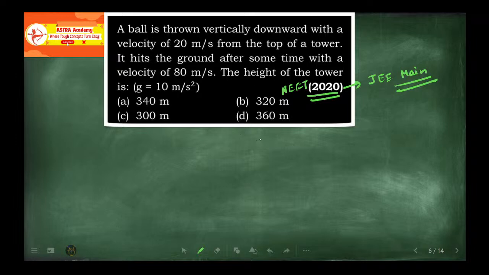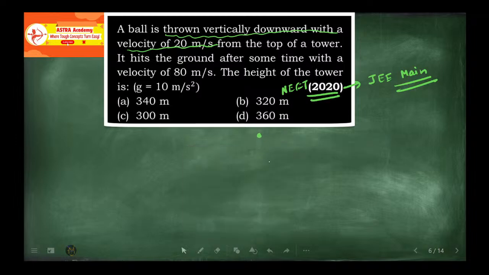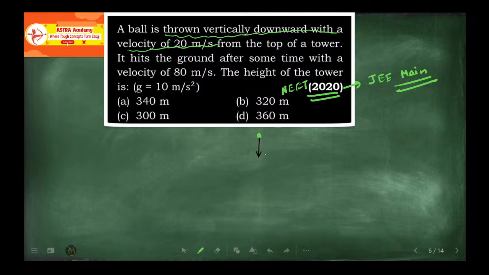Now understand very carefully what the question is. A ball is thrown vertically downward with a velocity of 20 meter per second. Now you will tell me, sir, the trick will fail in this case because now the initial velocity already has some value. No, it will not fail, dear. Just listen carefully. You just have to understand the methodology to approach the question.